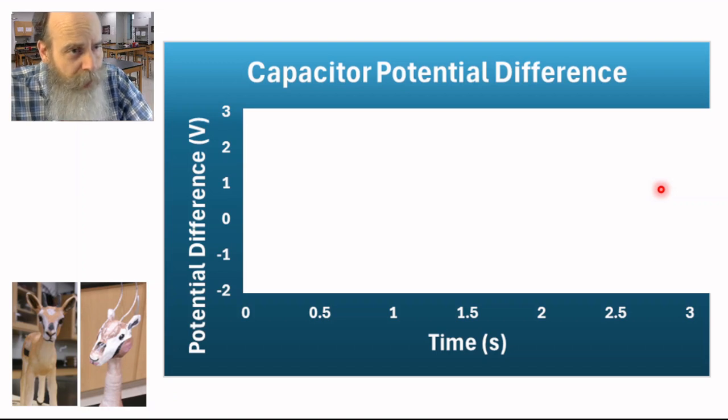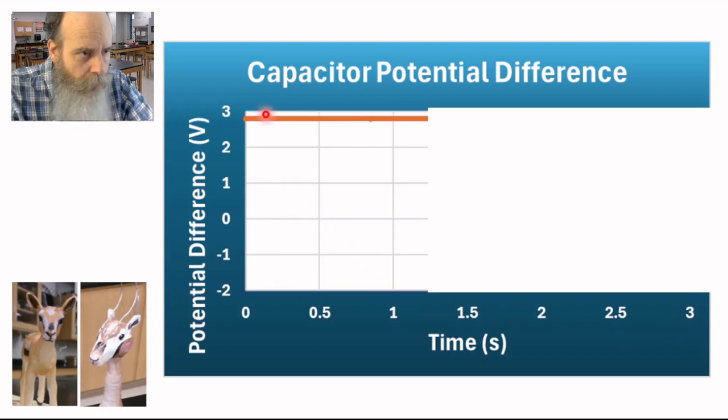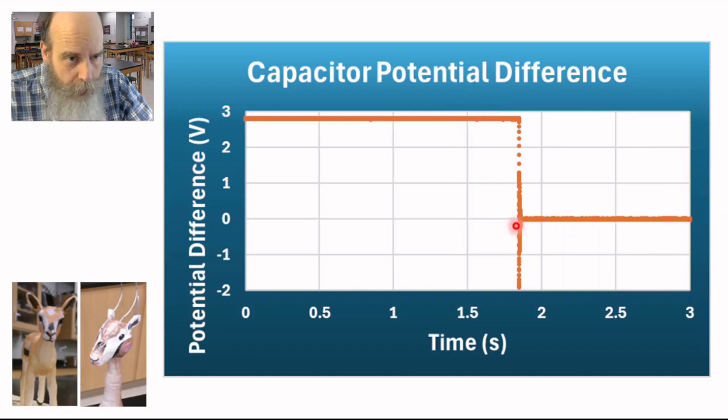Here's a measurement of the capacitor potential difference as a function of time for the 3-second experiment, from 0 to 3 seconds. Here's what we get. At the beginning, it's constant, 2.8 volts. Then we have a sudden change, and then it's constant at 0. I don't see any oscillations here. I see a sudden spike, and then it becomes 0.